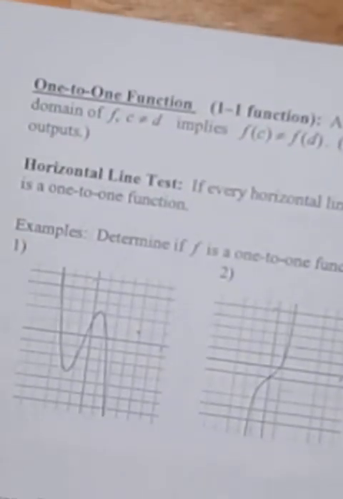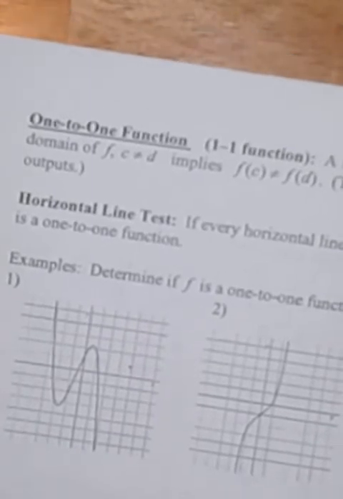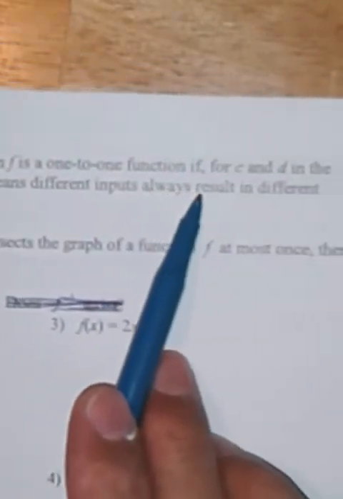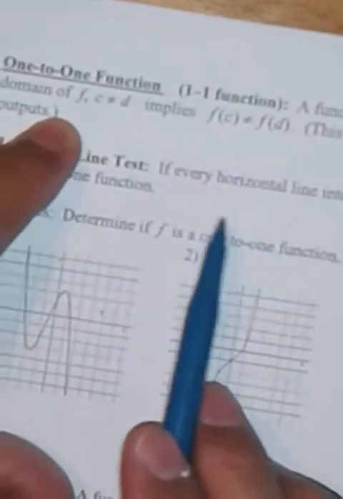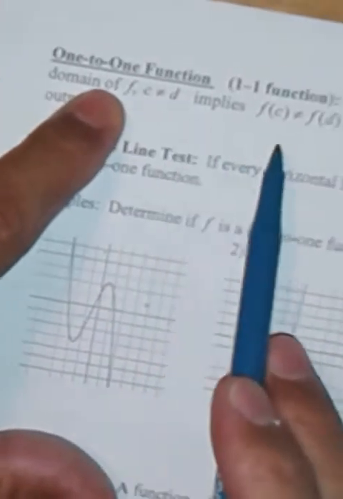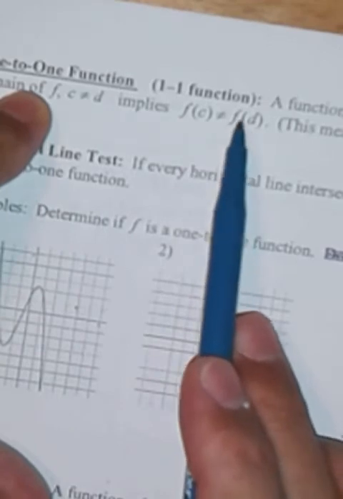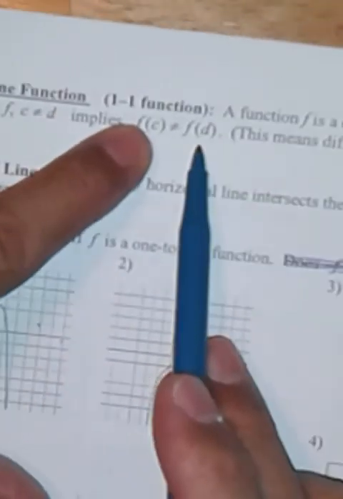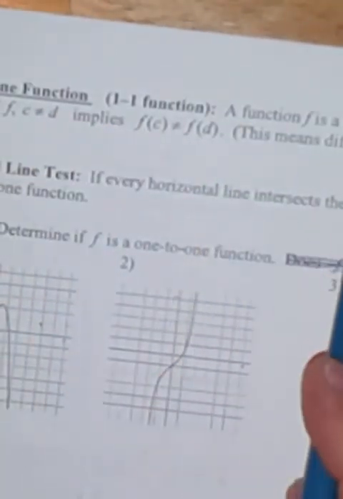And then finally, one-to-one functions. And what do these have to do with anything, right? Well, let's check to see what a one-to-one function is. So a function f is one-to-one if for c and d in the domain of f, that means they're x values, c not equal to d, that means if the two x values are not equal, implies f of c not equal to f of d. So if the two x values are not equal, then the two y values cannot be equal. That means for different x's, you must have different y's. Okay, that means different inputs always result in different outputs.